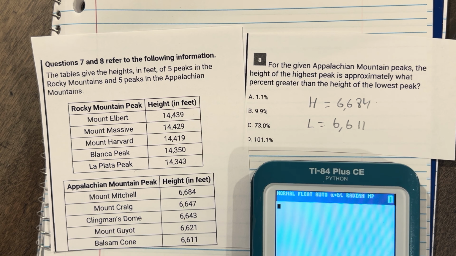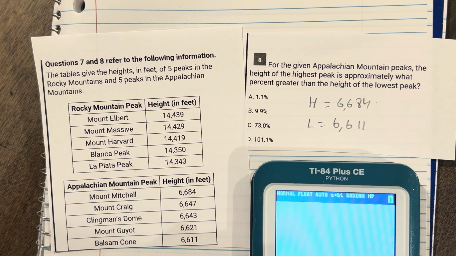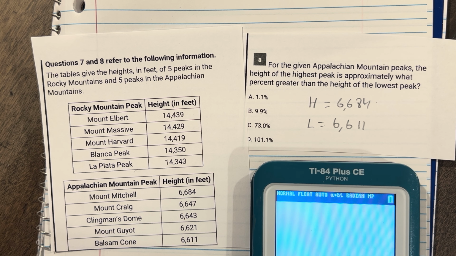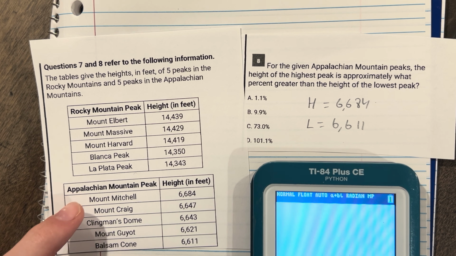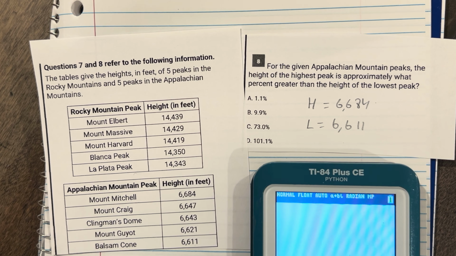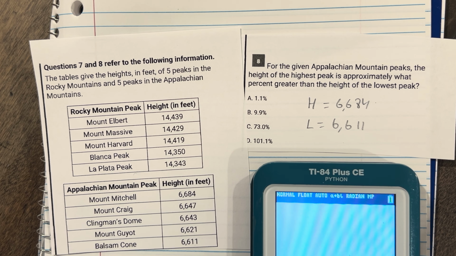All right. So we want to know what percent greater the highest peak is than the lowest peak. Again, for the given Appalachian mountain peaks, so not the Rocky Mountain ones. Remember, we're looking at the Appalachian ones. The height of the highest peak is what percent greater than the height of the lowest peak? Right off the bat, what does that mean? What percent greater means specifically how many percent above 100% bigger it is, right?